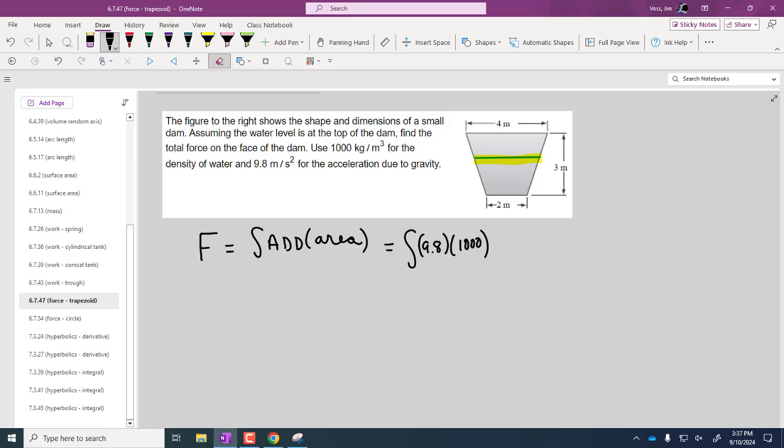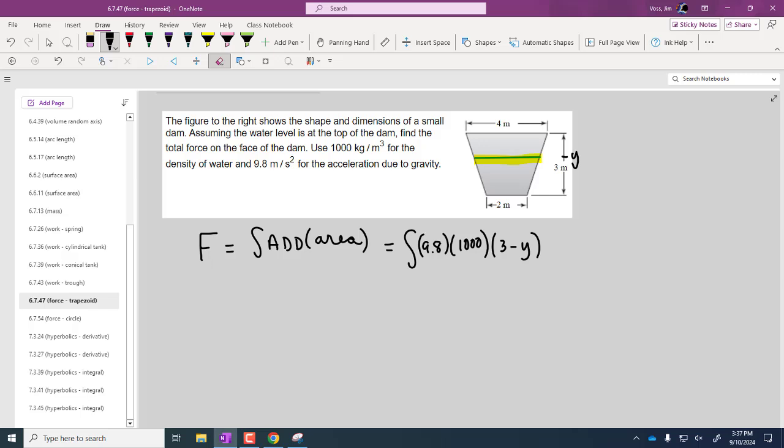So ADD, any issues with this ADD? Random y, here depth makes a little more sense instead of distance, but same idea, distance from the element to the top. ADD. That's pressure. Pressure is ADD. Acceleration, density, distance, that's pressure. Units will turn into pressure. Force per unit area, pressure.